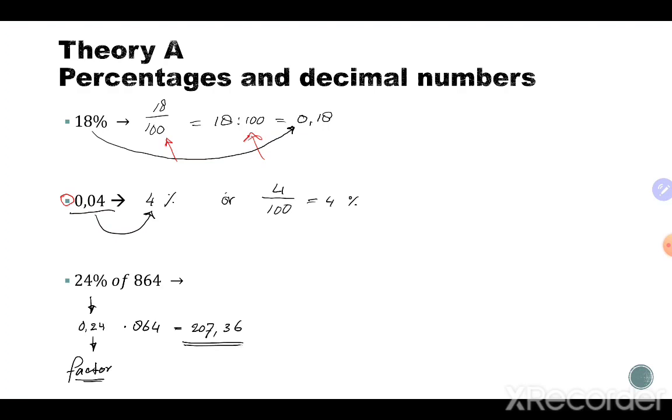If I do that calculation, I will get the answer 207,36. And if they ask what is 100% of 864, 100% as a decimal number is just 1, divided by 100. So 1 times 864 is 864. Just some extra knowledge. So that's theory A about percentages and decimal numbers. It's handy to use the decimal numbers.